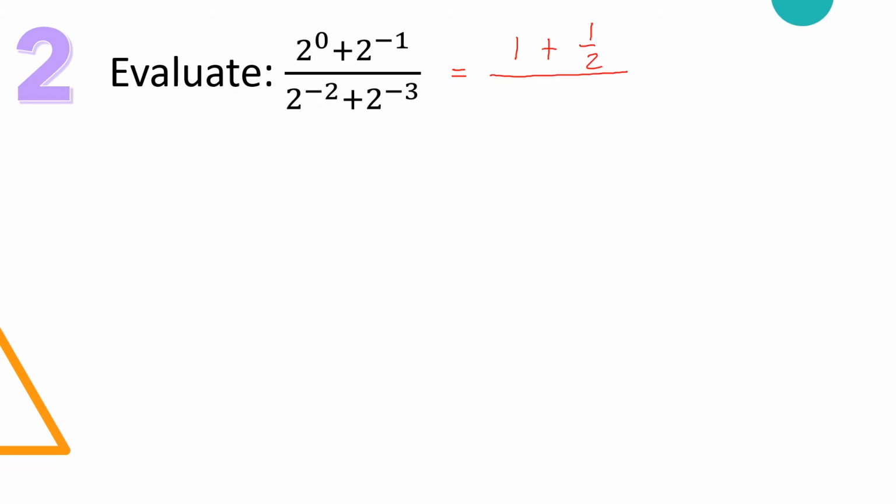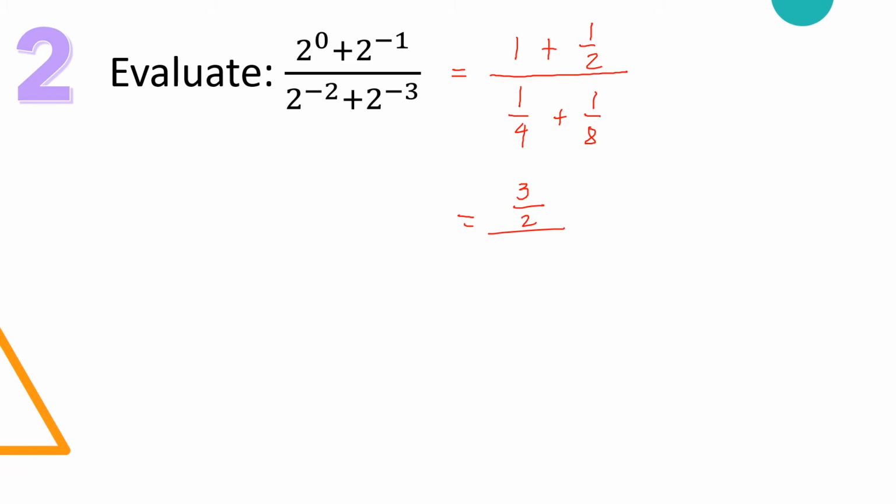In the denominator, 2 raised to negative 2 is 1 over 2 squared, or 1/4. 2 raised to negative 3 is 1 over 2 raised to 3, or 1/8. Then we can add the terms in the numerator and in the denominator. So 1 plus 1 half is 3 halves.